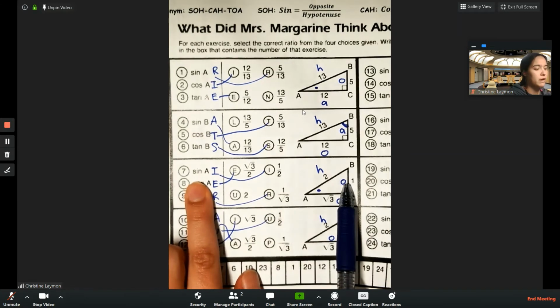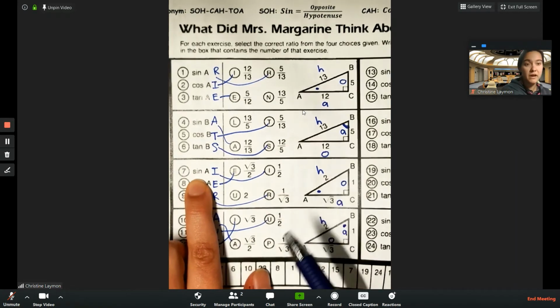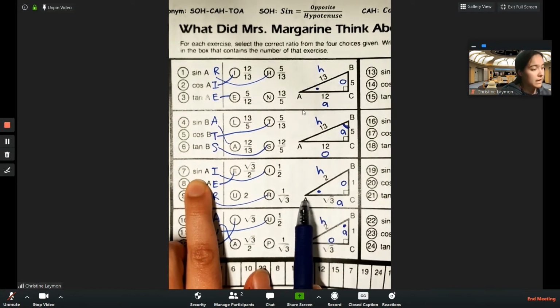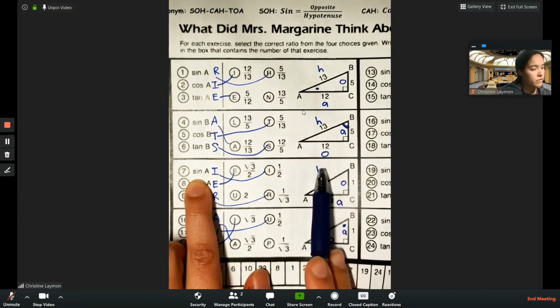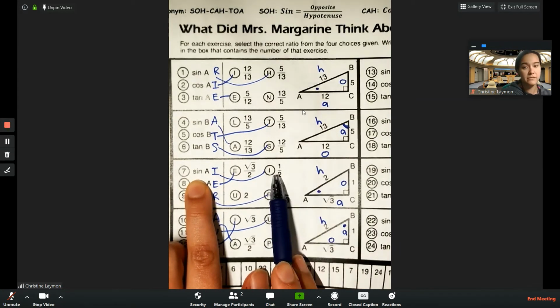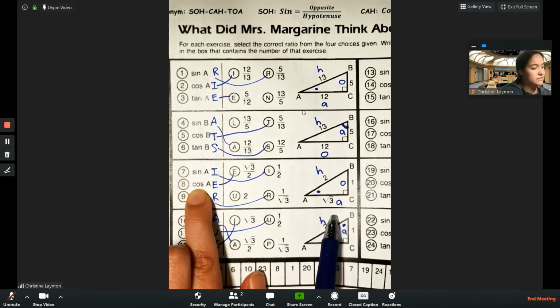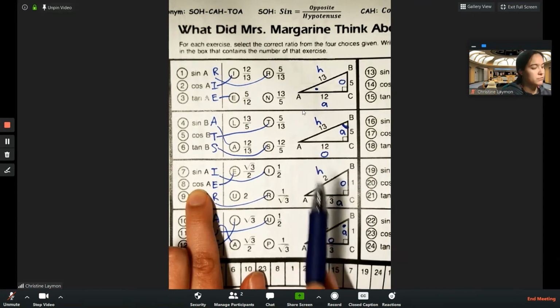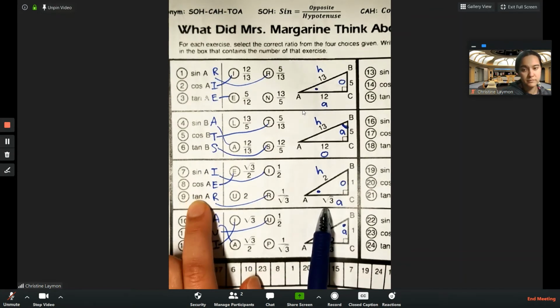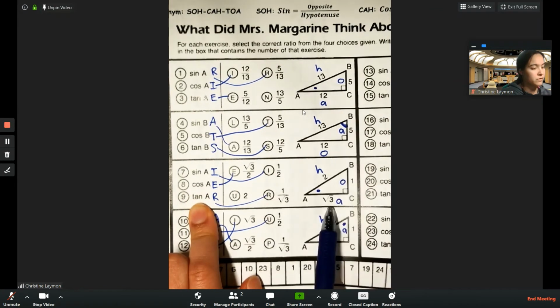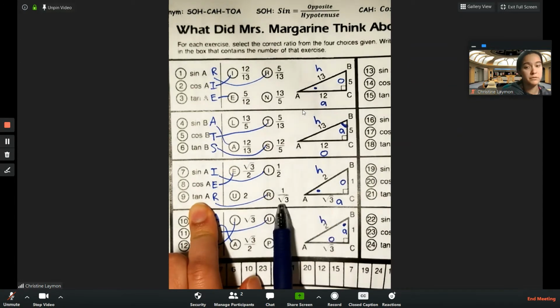So I go over here and I say, okay, let's go ahead and find sine of A. Standing at A, opposite over hypotenuse, 1/2. Cosine of A, adjacent over hypotenuse, root 3 over 2. Tangent of A, opposite over adjacent, 1 over root 3.